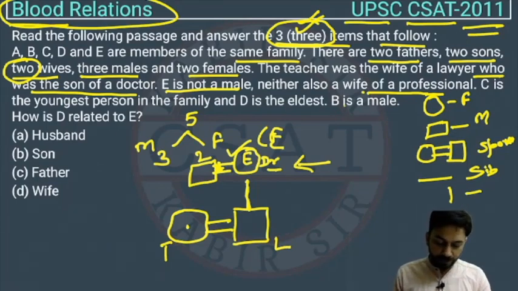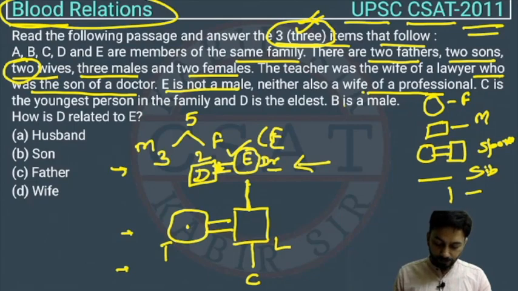Now C is the youngest person in the family, right? So they have given 2 fathers. So one father is this one, right? So one will be downward, okay, because C is the youngest person in the family. So C will come here and D is the eldest. So D is eldest, so D won't come here, D will come in this generation. So the husband of E will be D, right?